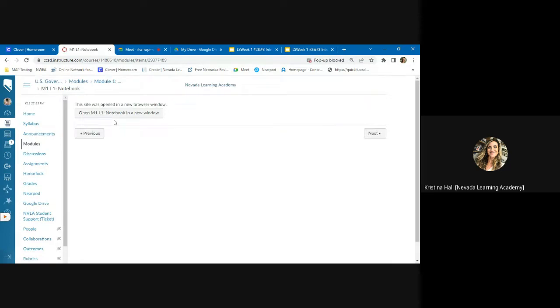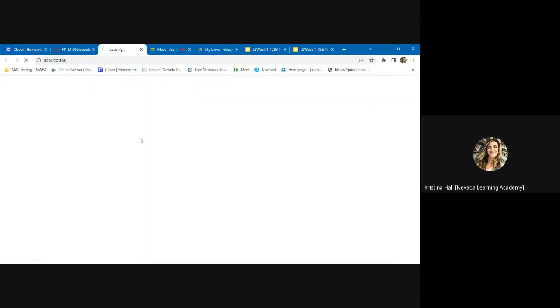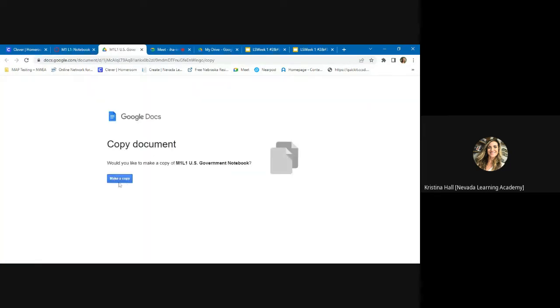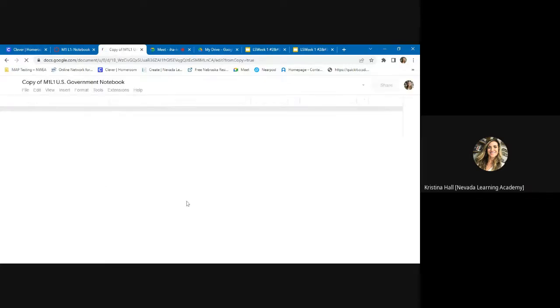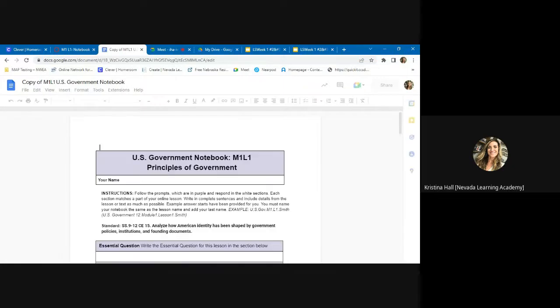So this first page, this is where we launch our notebook. So we click on Notebook. When we do that, it says make a copy. So you click on make a copy. And I'm doing this, I won't do this every time we do a video, but this is just to make sure that we're on the same page of how you do this, because you'll be doing these notebooks pretty much every lesson.